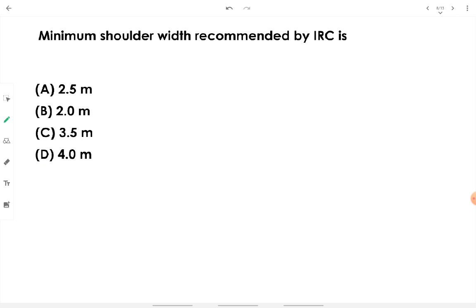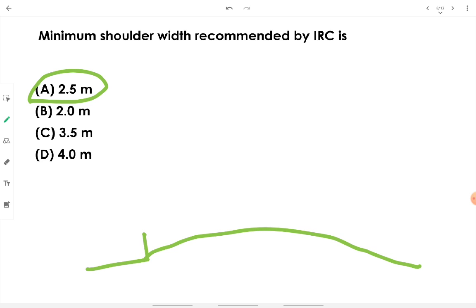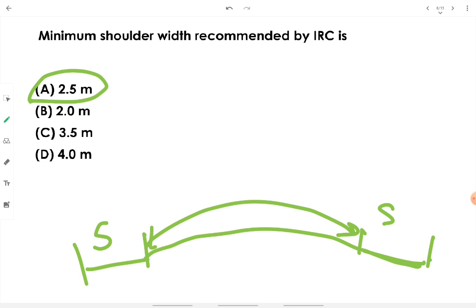Minimum shoulder width as recommended by IRC is 2.5 meter. For example, this is the lane we are talking about, then this is the shoulder width. This is what the shoulders are. Now this shoulder acts as extra width. They are acting as a supplement to the road width. This is what a shoulder is. This is the pavement we are talking about.